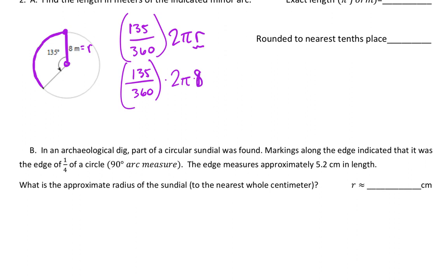All right, so when I multiply that all together, punching this in on my calculator, 135 divided by 360 times 2 times 8. I didn't multiply by pi yet because I'm going to get that exact length first. So when I multiply all of these except for pi, I get 6. So in terms of pi, it's 6 pi. And again, I got that by multiplying 135 out of 360 times 2 times 8. Now multiply by pi.